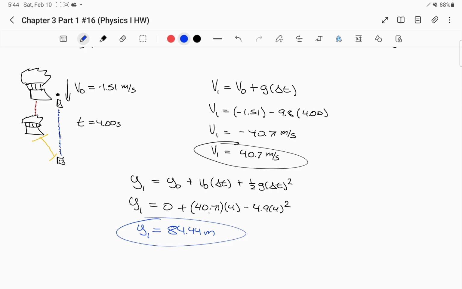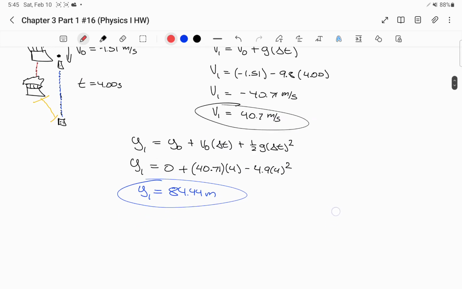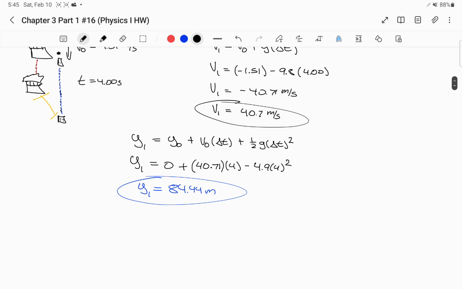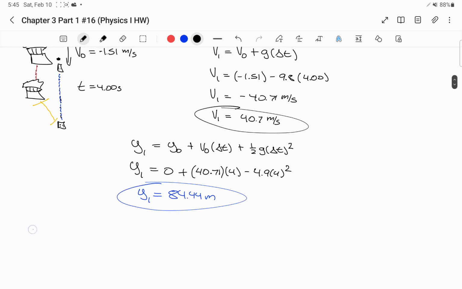Now, if we take a look, we want to know the distance after 4 seconds when the phone has that velocity. That is why we let v sub 0 be 40.71. Now, let's find the distance that the balloon has covered in 4 seconds. We know that speed is equal to distance over time, so solving for distance, we have speed times time.